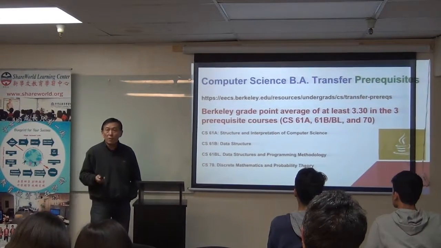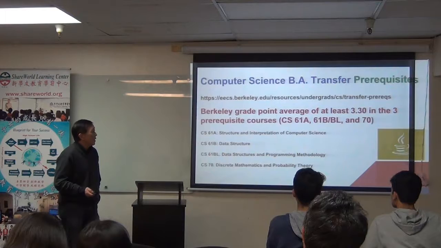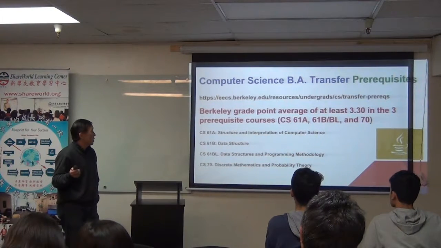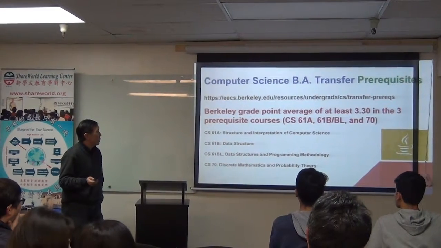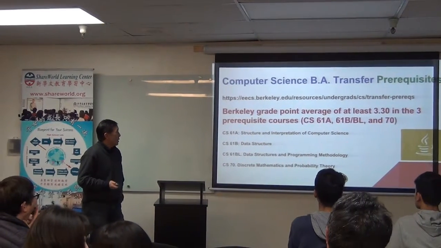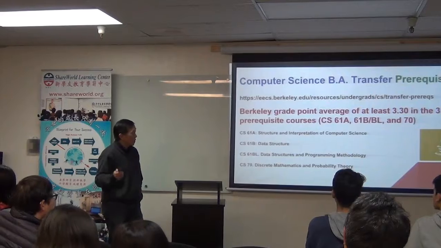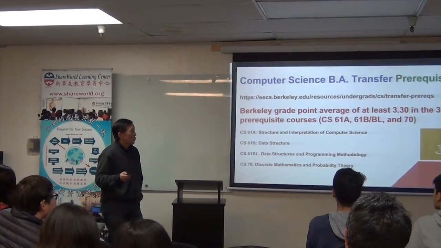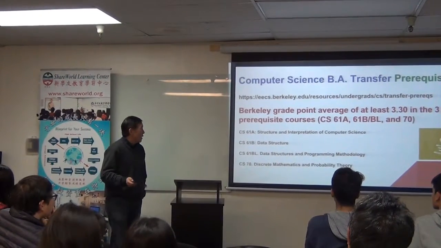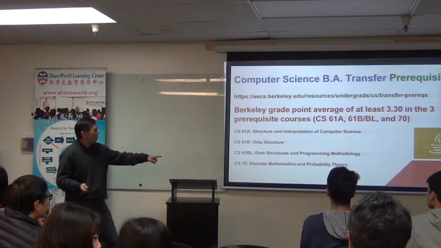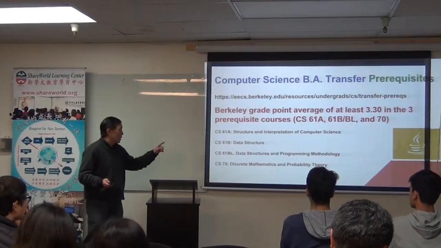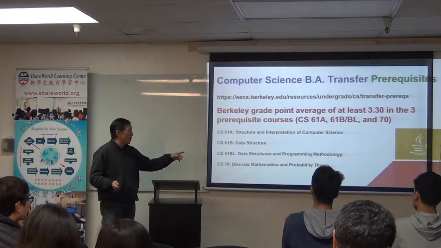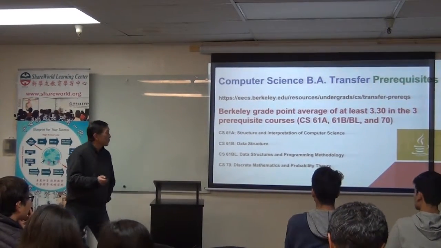Basically, it's talking about computer organization and an introduction to computer science, right? And CS61B will talk about data structures. Again, the next class is also about data structures and also programming languages, right? And for the fourth one, you have to take some discrete math and probability theory. Okay.